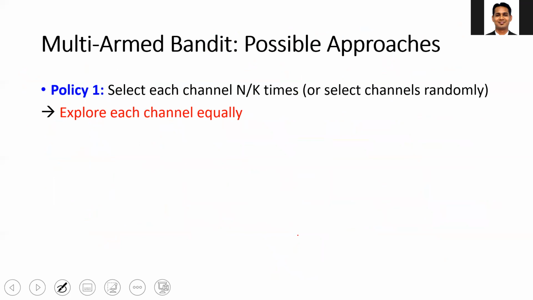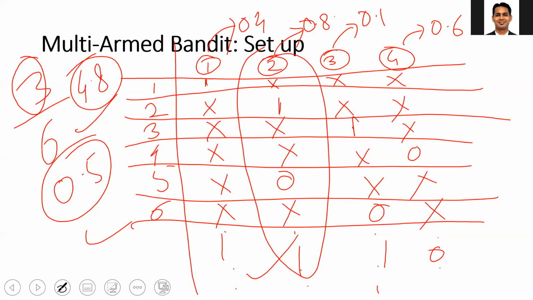So if you don't have any information, what will you do? You can follow one policy where you select all the arms equally likely. This is called pure exploration. That means you explore each arm an equal number of times. For example, in the previous case, I'll select 1, 2, 3, 4 an equal number of times, one after another. Okay. So what will be my average reward?